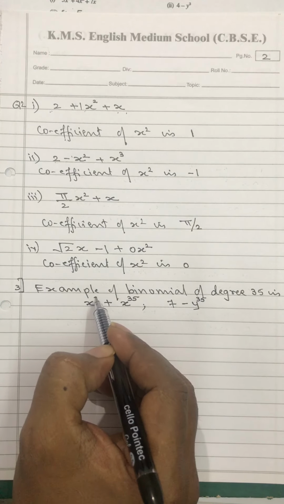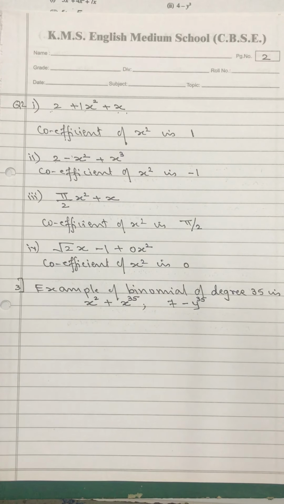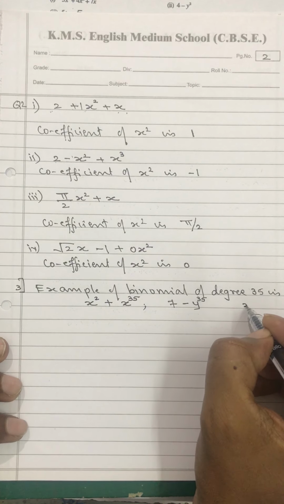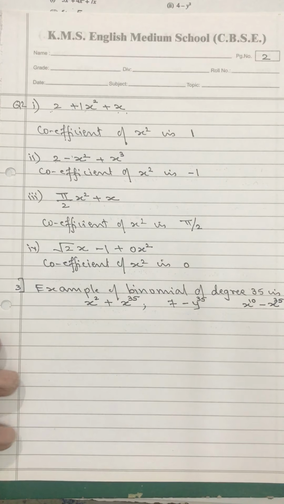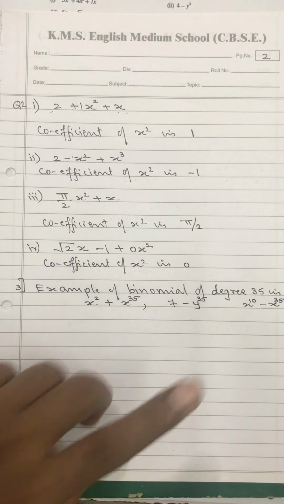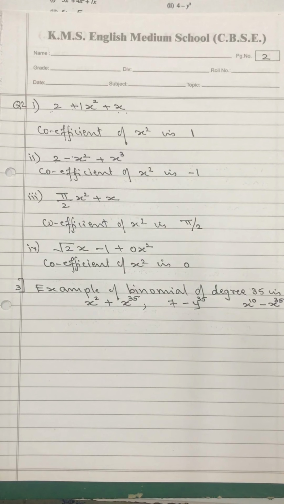Like this, you can have x square, you can have x cube, you can have x raised to the power of 10 minus x raised to the power of 35. But the highest power should be 35. That is the condition. Okay, my dear students. So these are all basically binomials having degree 35.